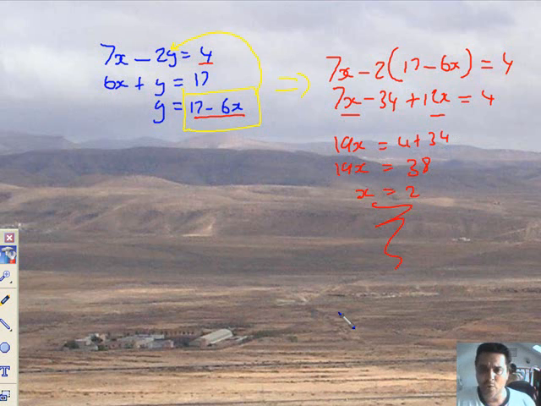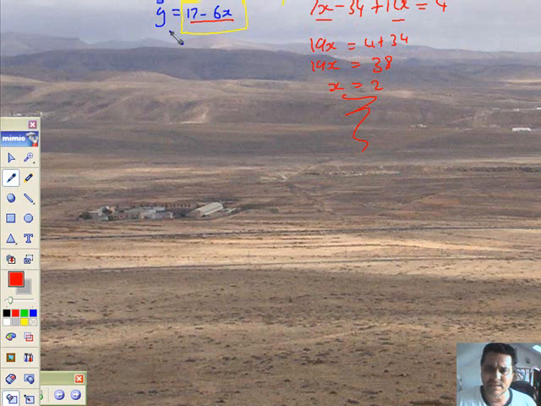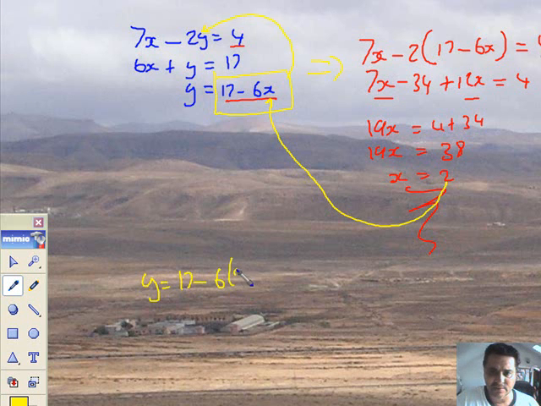Now, got to work out what y is worth. Well, look, since I've already rearranged it like that, why not stick this x equals 2 right there? Why not? So I've got y equals 17 minus 6 lots of 2. Yep, dead easy. 17 take away 12. Y is 5. Special, isn't it?